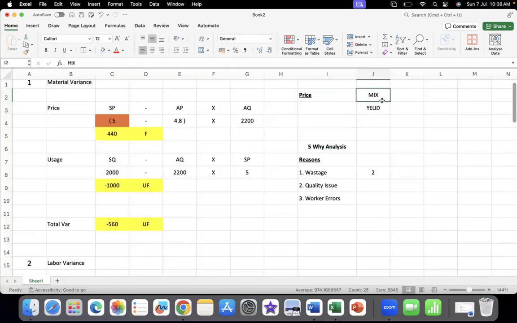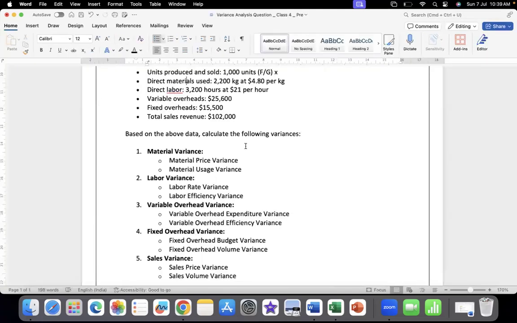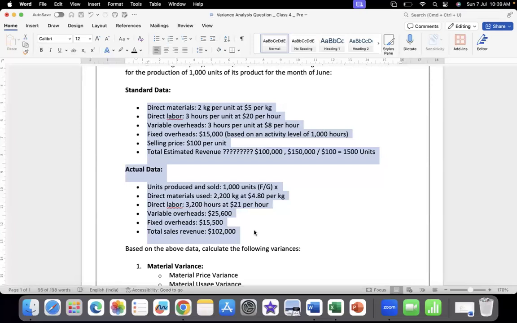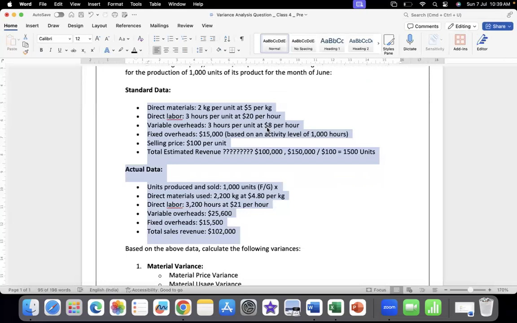So the only thing which you need is to calculate the mix. And for the mix, you always require multiple products. So why we didn't calculate it here is because, if you see how many products the company is making, based on the information we can conclude that the company is making only one product. And that's why there is no mix. And if there is no mix, the yield would always be equal to the usage. If there are multiple products, there would be a ratio which would be given to you.